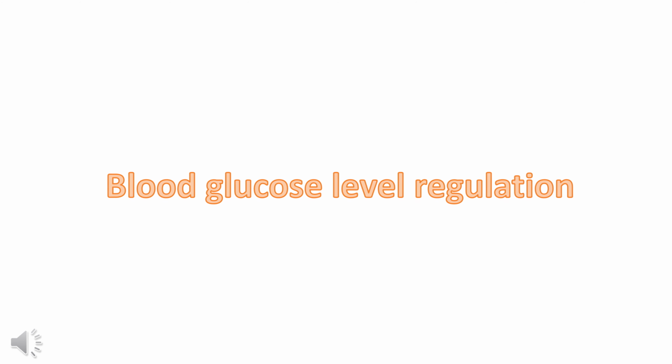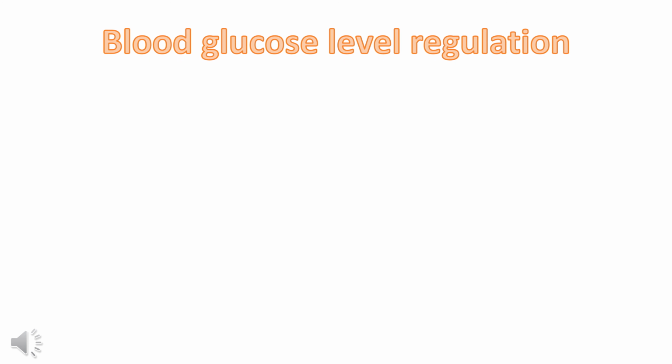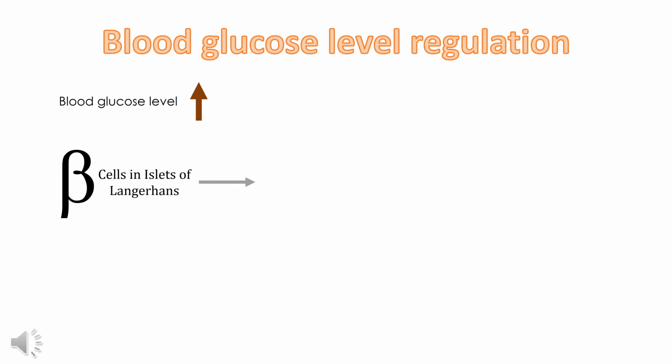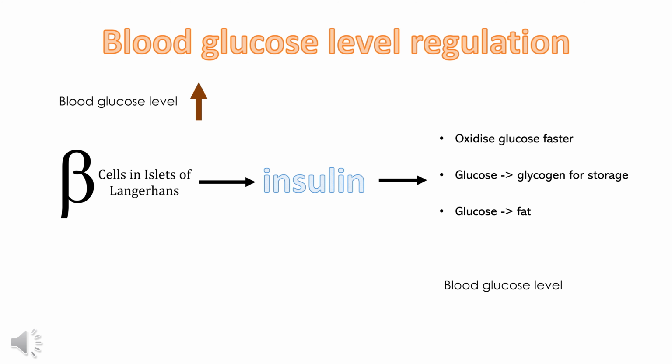An example of negative feedback mechanism is blood glucose level regulation. So, when the blood glucose level rises more than the normal range, the beta cells of the islets of Langerhans are stimulated to secrete insulin. Insulin will stimulate the liver cells to oxidize glucose faster. Glucose will then be converted to glycogen for storage, and glucose will also be converted into fat. All these actions will cause the blood glucose level to fall back to the normal range and vice versa.